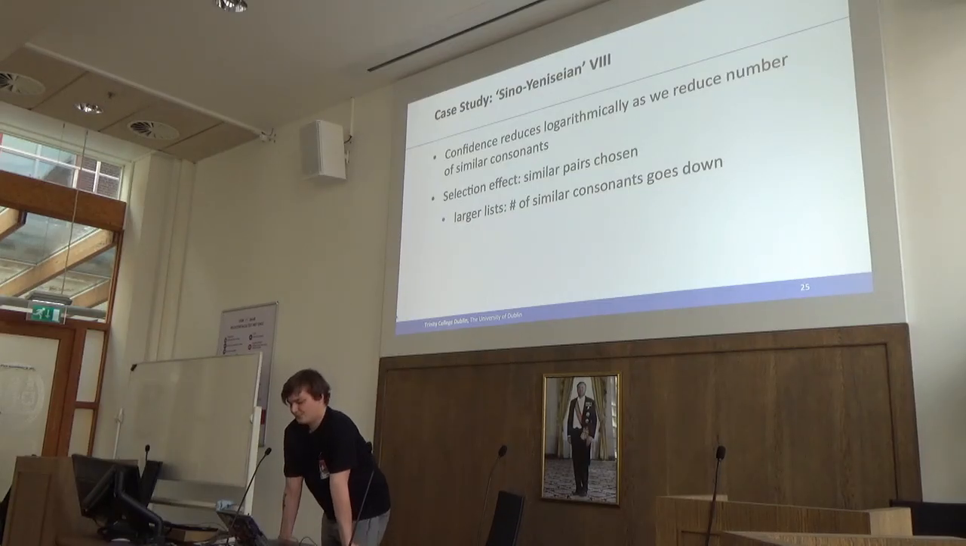So as we reduce the number of similar consonants, the confidence level doesn't go down a little bit, it starts going down a lot. And there's a selection effect because Bradley has chosen roots that look similar, so when you take ones that don't look similar, you probably get something very similar to random variation.